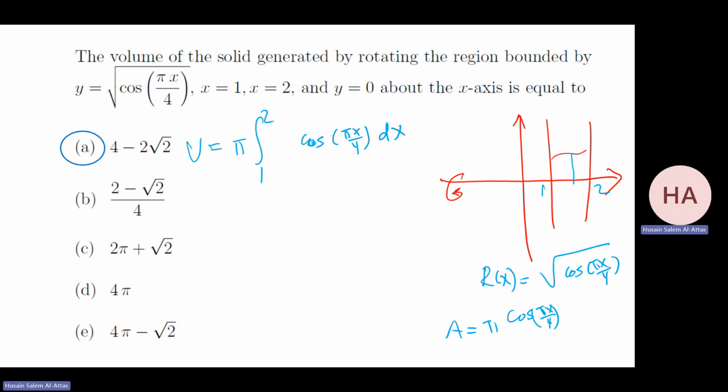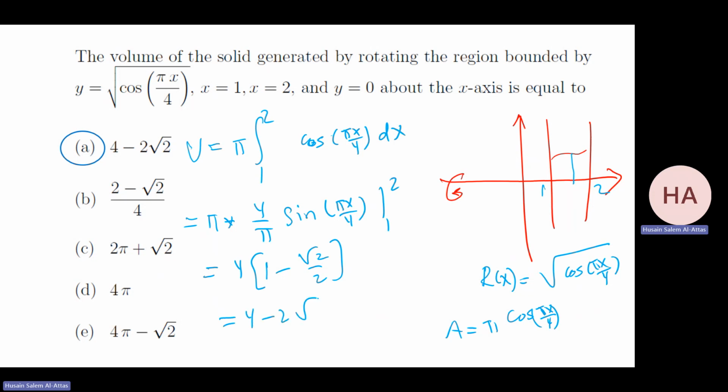I have π outside related to this. So this is π times 4 over π times sine of πx over 4 from 1 to 2, which is 4 times what? Sine of 2π over 4, sine of π over 2, that is 1, minus sine of π over 4, square root 2 over 2. And that is 4 minus 2 square root of 2.